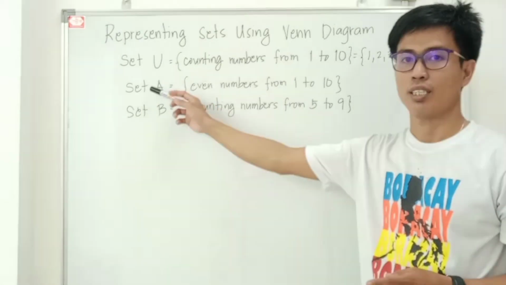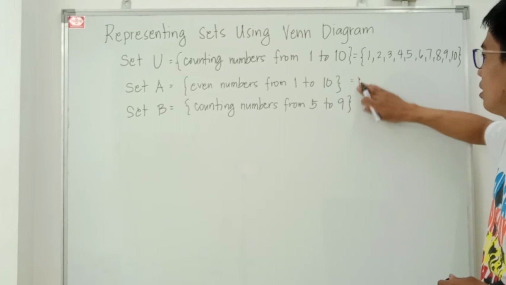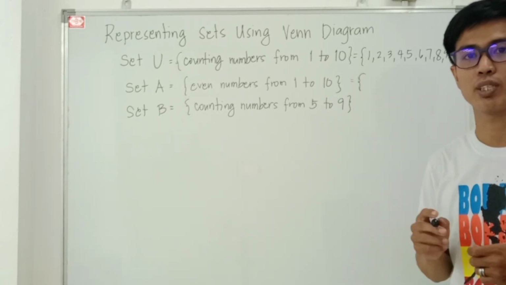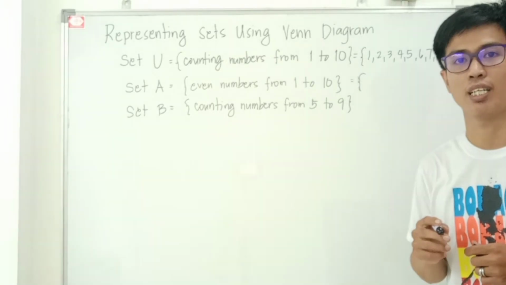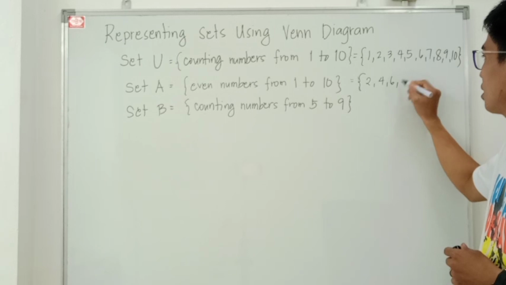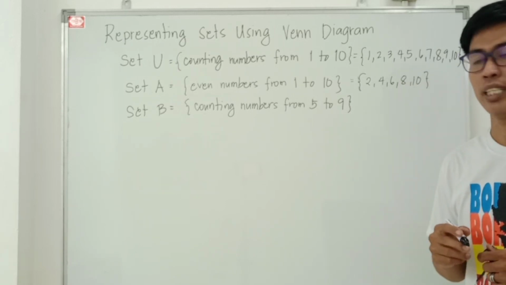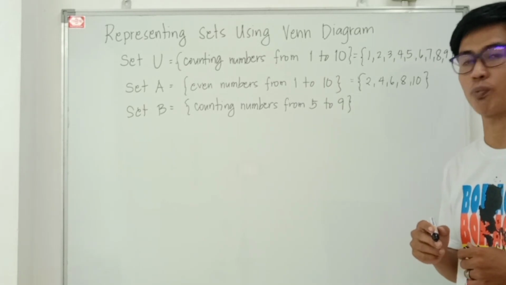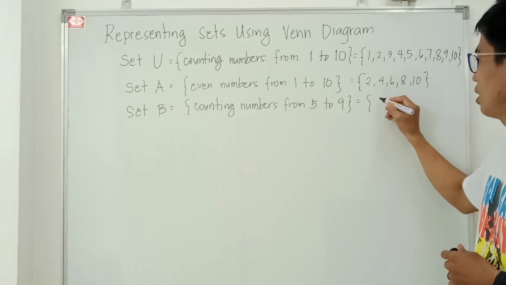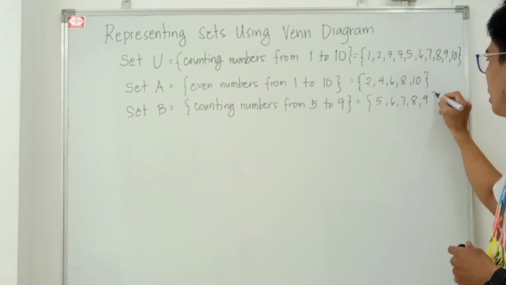Next is set A. So the elements of set A are the even numbers from 1 to 10. So even numbers, those are the numbers that are divisible by 2. So let's start with 2, 4, 6, 8, and 10. And then the last one is the counting numbers from 5 to 9. So we have the elements 5, 6, 7, 8, and 9.